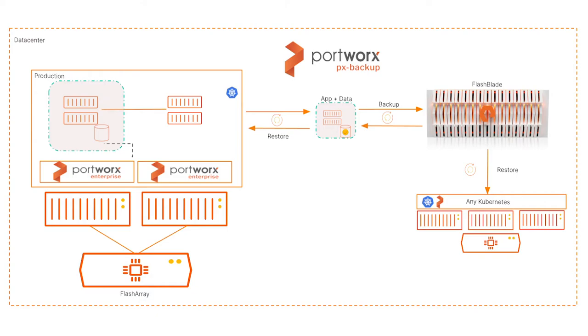In this demo, we'll be talking about using Portworx Backup as a data protection solution for on-premises Kubernetes applications. We will be using FlashBlade as our backup location on-premises, and we'll be backing up and restoring to a production cluster using FlashArray and to a test cluster using Rancher Kubernetes.